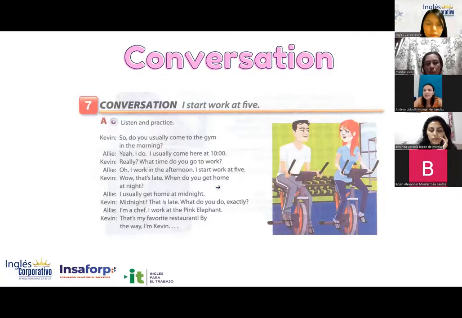Este, a donde dice Ali en la última, en el último paragrafito de Ali. I'm Kevin. I work at the Pink Elephant. Pink Elephant is the name of the restaurant. Ajá, el Pink Elephant es el nombre del restaurante, así se llama. Pink Elephant, elefante rosado. I'm a chef. Es un chef y trabaja en el elefante rosado. Okay, very good, guys.